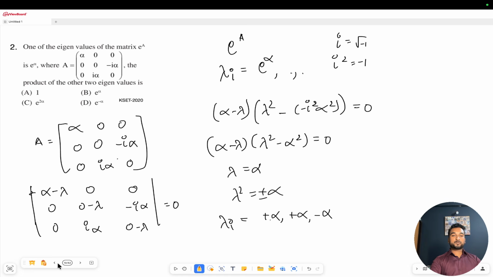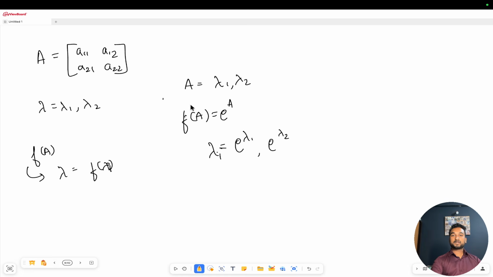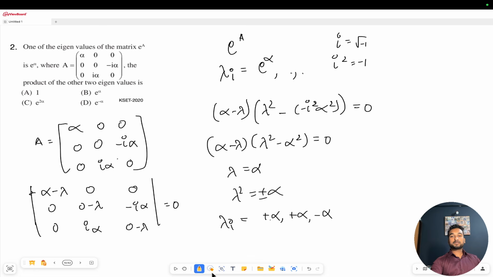So using this property, if matrix A has lambda 1 and lambda 2 as its eigenvalues, f of A will have e to the power lambda 1, e to the power lambda 2 as its eigenvalues. So what will be the eigenvalues for e to the power A? e to the power A will have e to the power alpha, e to the power alpha, e to the power minus alpha. Okay, I'll erase this part.